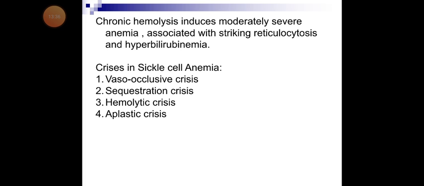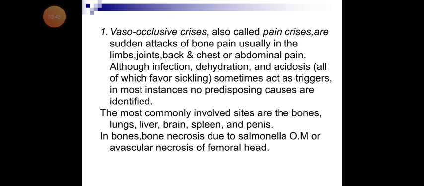Crises in sickle cell anemia are of four types: vaso-occlusive crisis, sequestration crisis, hemolytic crisis, and aplastic crisis. Vaso-occlusive crises, usually called pain crises, are sudden attacks of bone pain, usually in the limbs, joints, chest and abdomen. Abdominal pain is also a very common symptom. Although infection, dehydration and acidosis sometimes act as triggers, in most instances no predisposing causes are identified. Most commonly involved sites are the bone, lungs, liver, brain, spleen, and penis.